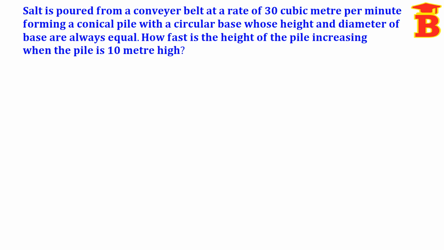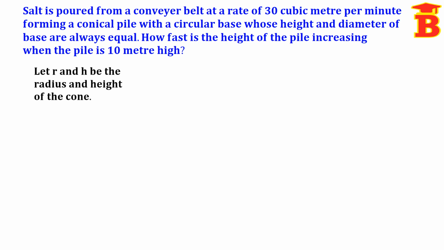Next problem. Salt is poured from a conveyor belt at a rate of 30 cubic meter per minute, forming a conical pile with a circular base whose height and diameter of base are always equal. So this is also a conical pile, that is cone shape. So let R and H be the radius and height of the cone.